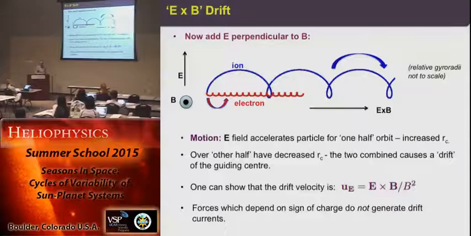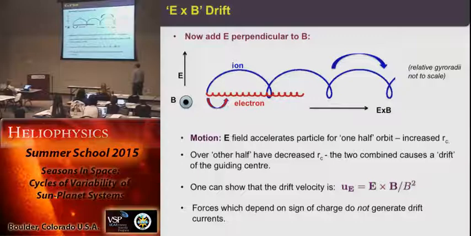Okay. So now we can think about what happens if we add a uniform electric field to the picture. A particularly simple configuration to consider is where we have electric and magnetic fields at right angles to each other. And if you do this, something quite interesting happens. The particle essentially feels different force during the course of a single gyration. You can convince yourself that for half of its gyratory orbit, the electric field will be accelerating the particle, so the motion of the particle will be in the sense of the E field, and for the other half, it will be decelerated by the E field.